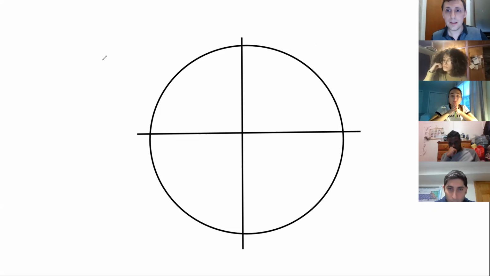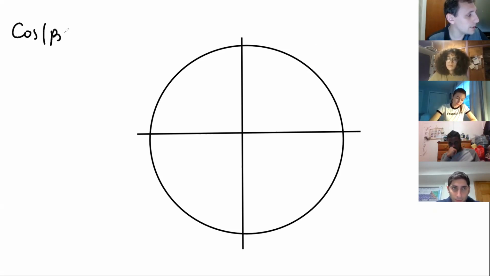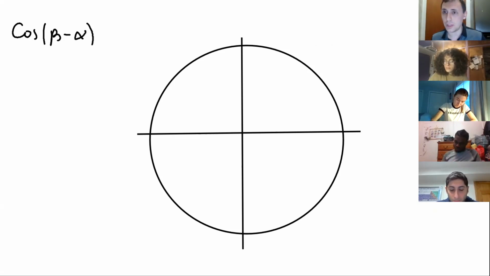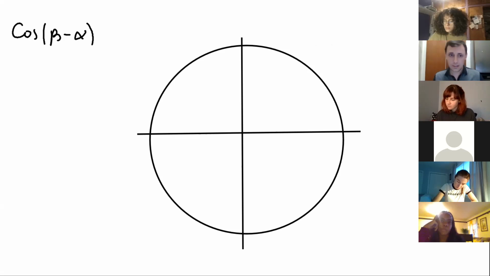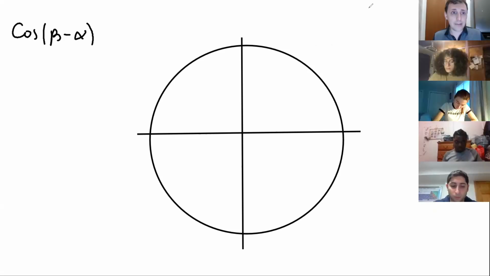So here is the situation. I see. That's good. So here is the situation, guys. We want to understand what is cosine of beta minus alpha. We will understand the difference of 2 angles first. That will require some amount of effort. Ready? So I have the angle alpha and beta, and here is the idea that I will use. It's not an easy idea.